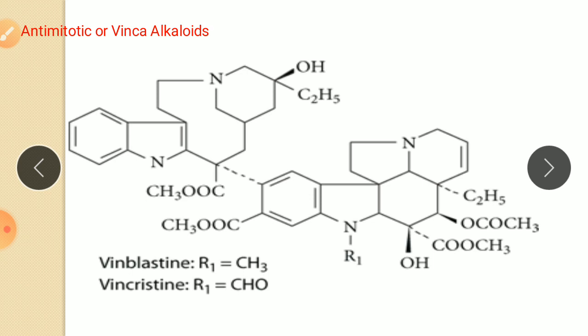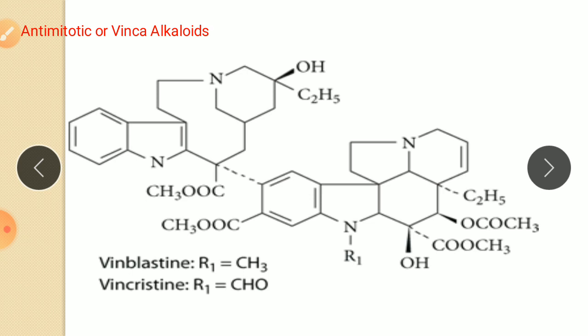Regarding uses, vinblastine is a part of ABVD. It is a combination of four drugs: A for Adriamycin, B for Bleomycin, V for vinblastine, and D for dacarbazine. So it is a combination of four drugs: ABVD, Adriamycin, Bleomycin, vinblastine, dacarbazine. It is used in treatment of Hodgkin lymphoma.